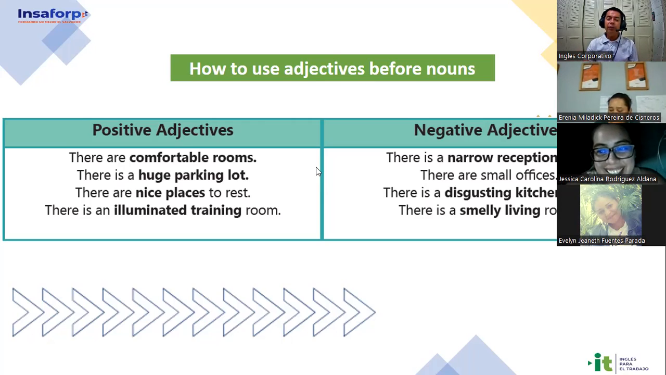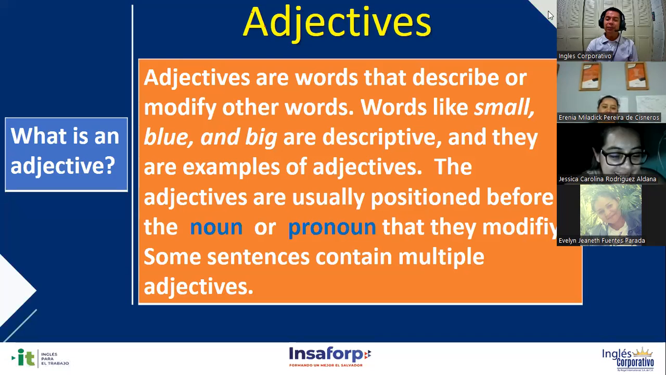Now, with this information, we're going to describe what adjectives are, right? When you describe a place, not only a place, you can describe people, animals, objects, etc. Well, adjectives are words that describe or modify other words. For example, small, blue, big, those are descriptive adjectives. Adjectives are usually positioned before the noun, antes del nombre, or pronoun that they modify.